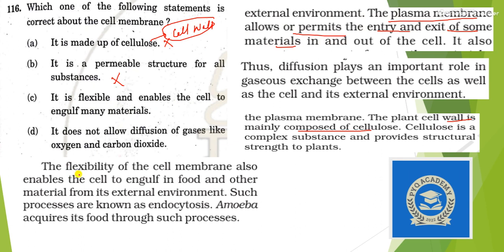Yes, this is true. The flexibility of cell membranes also enables the cell to engulf food. Next: it does not allow diffusion of gases like oxygen and carbon dioxide. No, gas diffusion is a very important process, and it takes place through the cell membrane, because it is a semi-permeable membrane. So this is wrong. Now we are left with our answer option C.